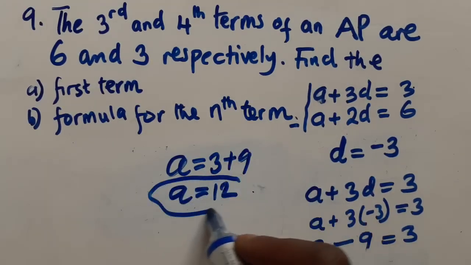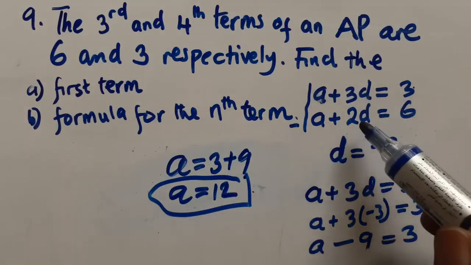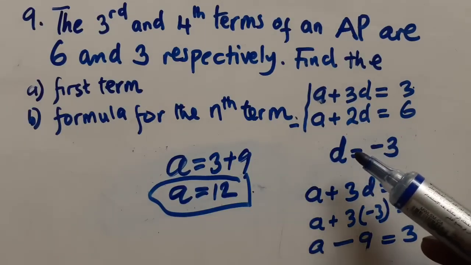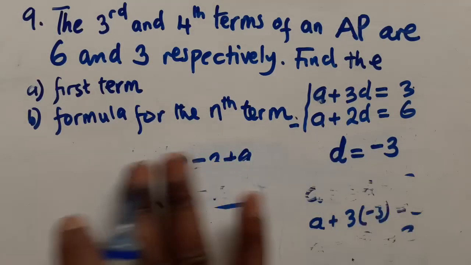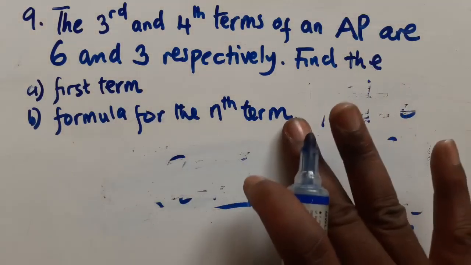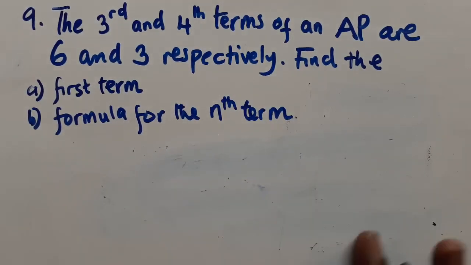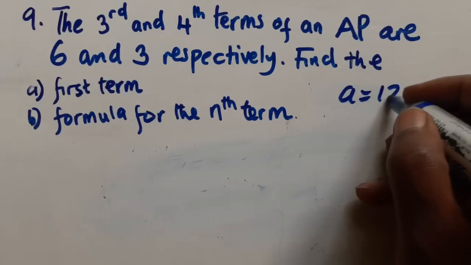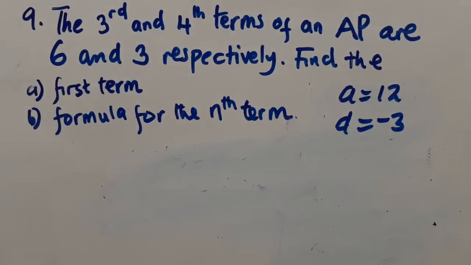So A is the first term. If you want, you can try it and see what you are going to get. For the first term, the answer is 12. A is equal to 12. The common difference, although they haven't asked us, is equal to negative 3.